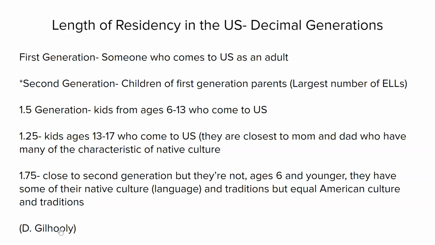Generation 1.75 is close to the second generation, but they're not. They're from ages 6 and younger, and they may have some of their native language culture because babies start to learn language very, very young, very early, in fact, before they're born. However, they gain more American culture than their native culture.